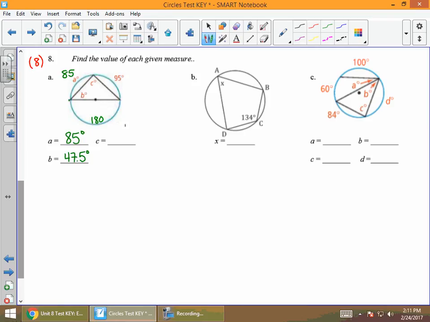And then for C, C is also an inscribed angle. It is across from an arc of 180 degrees. So half of 180 is 90 degrees. So there's your first 3 points.